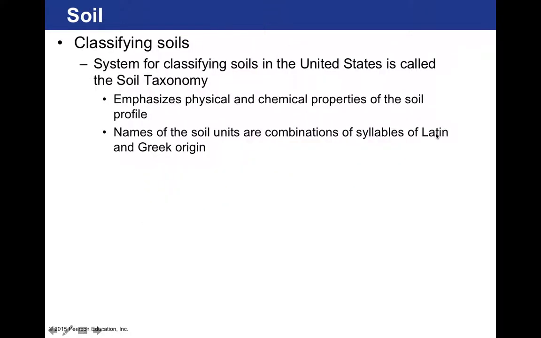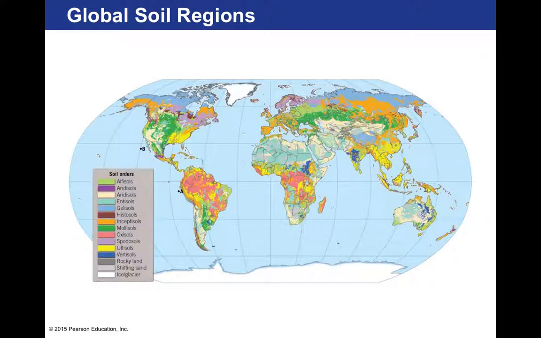All right, so you can also classify soils. There is a system for classifying soil in the United States, and it's called soil taxonomy. It emphasizes the physical and chemical properties of the soil profile, and the names of the soil units are combinations of syllables of Latin and Greek origin. All right, so there are global soil regions. You don't really have to worry about these too much, but just understand that there's a whole field of earth science devoted to soil, and I bet you never knew that before.